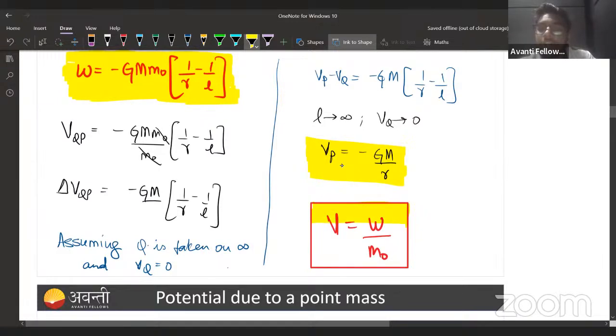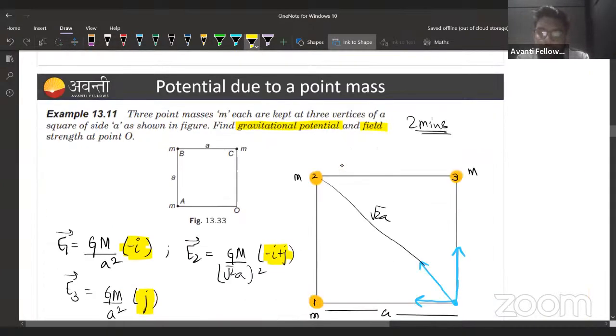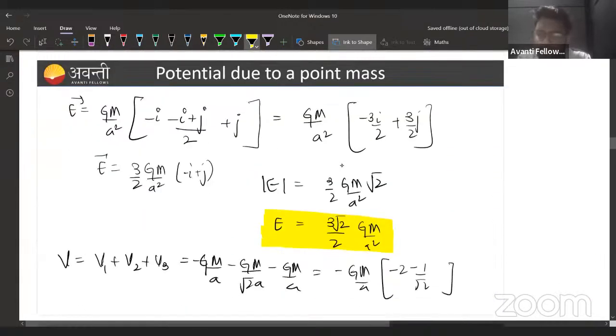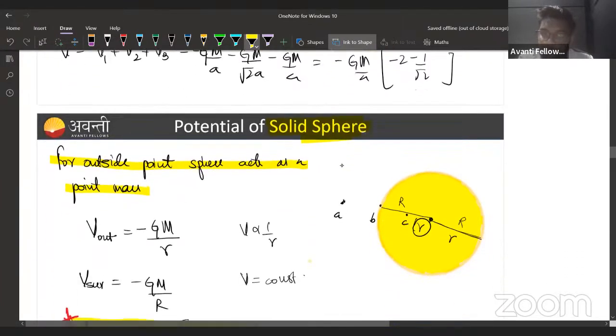And we also saw we cannot calculate potential due to one point. We have to calculate the potential difference between two points. So how to calculate potential at one point? We take the other point as infinity, because at infinity potential is zero. Then we solved this question. We also saw electric field. Solving electric field is a pain, but solving potential was pretty simple, right?